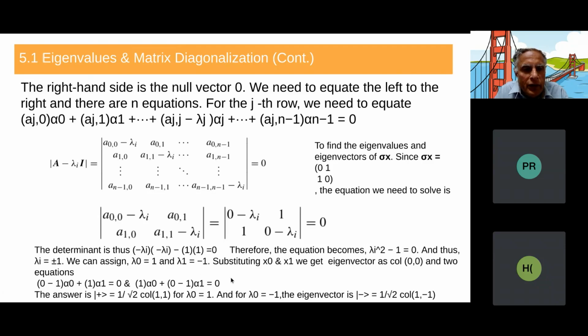Now if you substitute this and try to solve the problem, you will find the eigenvalue and eigenvector of sigma x, since we are referring to the matrix 0, 1, 1, 0. When we solve for sigma x, the eigenvector turns out to be 1 by root 2 times column 1, 1, with lambda 0 equal to 1, and for the other eigenvalue the eigenvector is 1 by root 2 times column 1, minus 1.